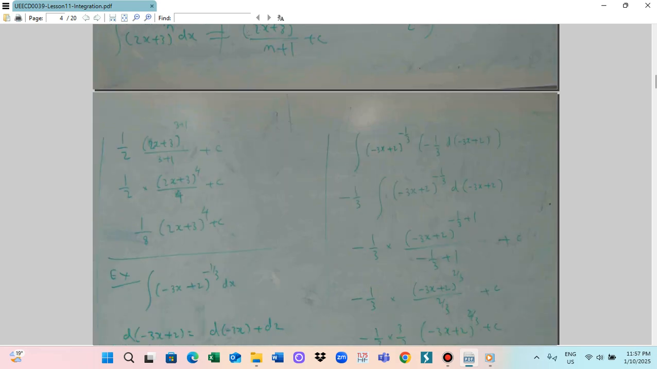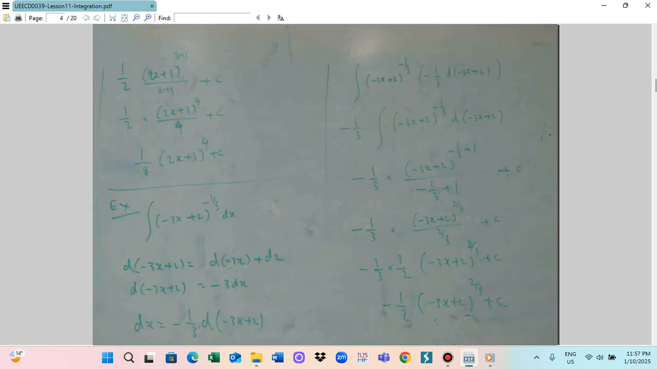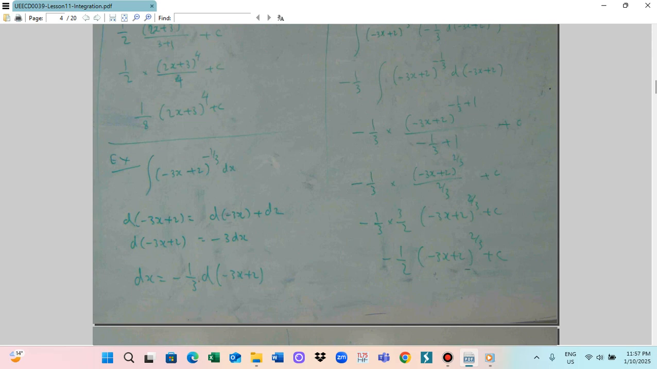Now we want to integrate the integral of (minus 3a plus 2) to the power minus 1/3 dh. So this one also we want to integrate. Here you have minus 3a plus 2, but with the differential only dh. So firstly what you have to do is take d of minus 3a plus 2.